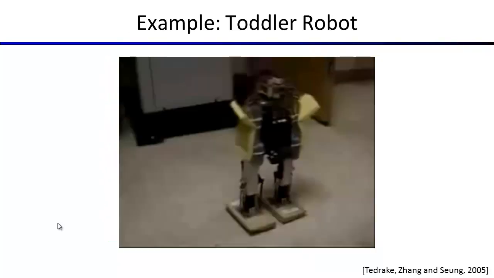All right, let's look at another example. This is an example from Russ Tedrake's group, or I guess actually he was still a PhD student at the time. So Russ Tedrake as a PhD student in Sebastian Seung's lab at MIT. What they looked at is also the problem of walking, and what they did is they built this robot here.